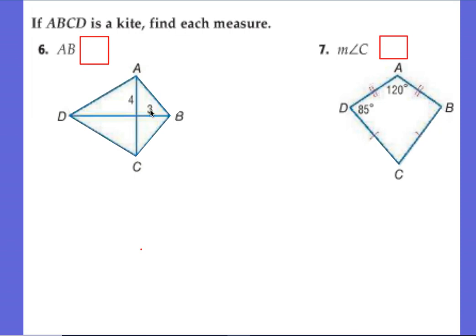So it says ABCD is a kite. Find each measure. Well, in this case, ABCD is a kite, and it wants to know what the value of AB, this side length, is right here. Well, what do I know? Remember what we just said, guys? We said the diagonals form something very perpendicular to one another.